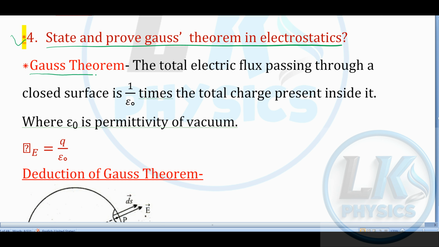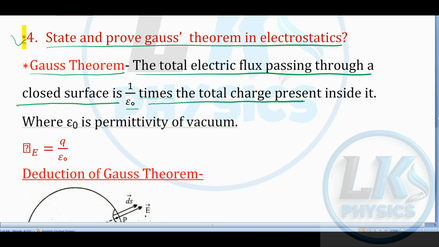The statement of Gauss theorem is: the total electric flux passing through a closed surface is 1 upon epsilon naught times the total charge present inside it, where epsilon naught is the permittivity of vacuum or free space. The formula is phi E equal to Q upon epsilon naught. This is the statement, and now see the deduction of Gauss's theorem.